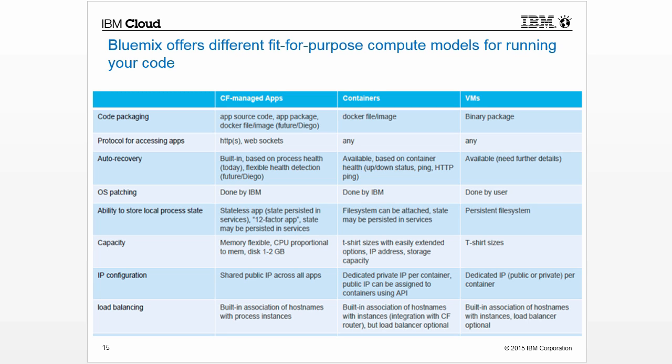Bluemix offers different fit-for-purpose models for running applications. This chart shows a summary of Cloud Foundry, Docker containers, and OpenStack virtual machines based on different operations and usage patterns for applications.